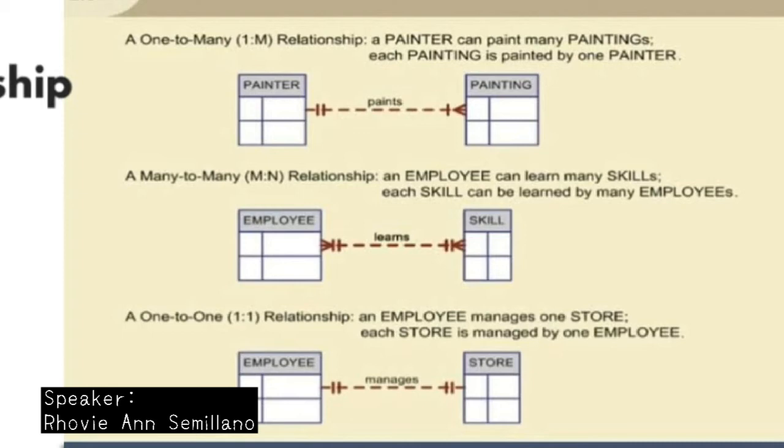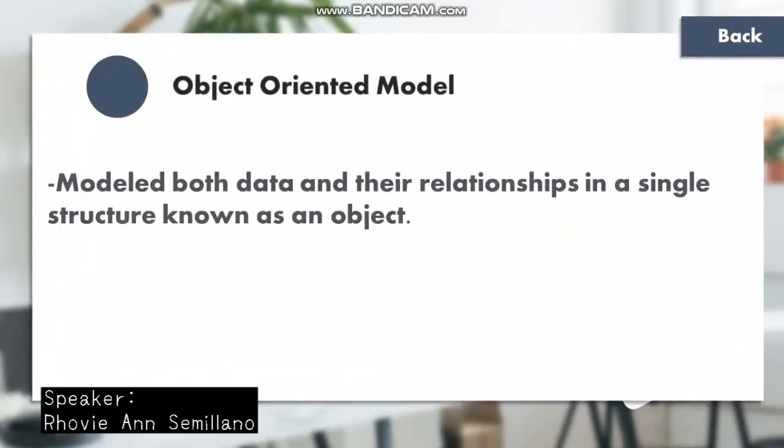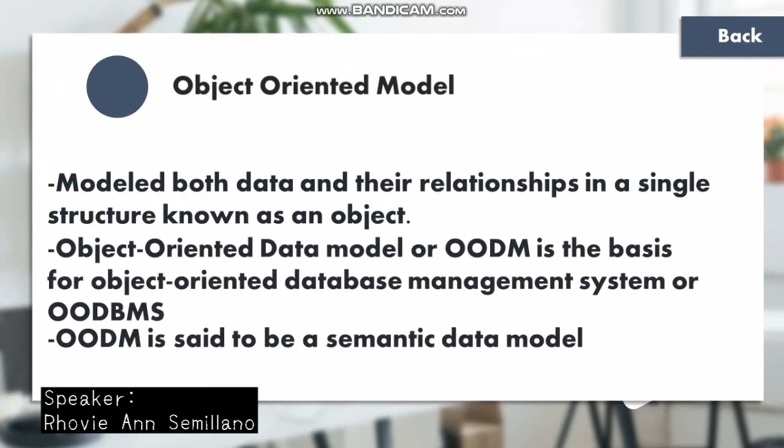Yung entity is yung painter and painting. Yung relationship is yung paints. And the cardinality is yung one-to-many.